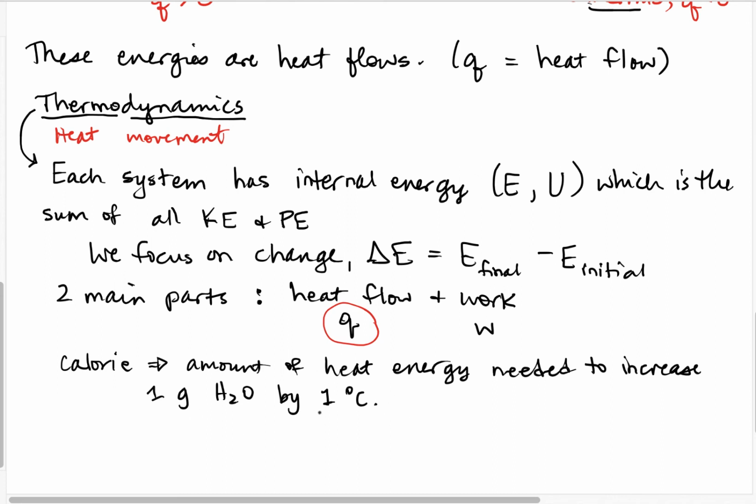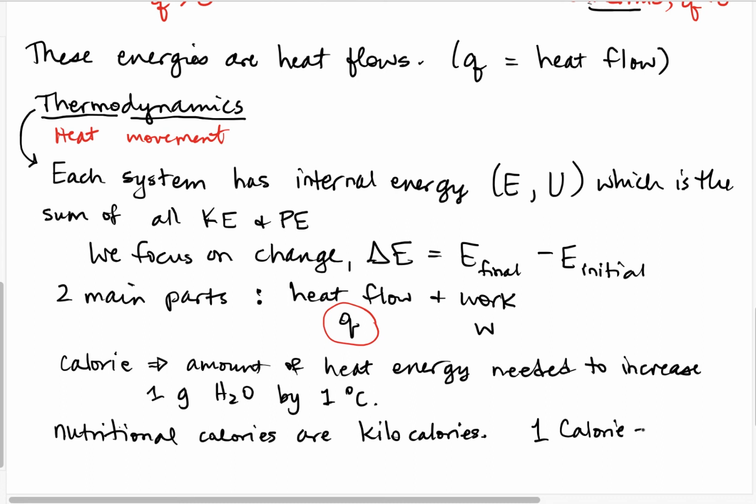And when we are increasing it by 1 degree Celsius, it's actually a very specific degree. It's like from 14.5 to 15.5 degrees Celsius. But anyway, it gives you a general sense. This is not a huge amount of energy. And when we are looking at nutritional calories, so on a food label, these are really kilocalories. So we use a big C for the kilocalorie, which is equal to 1,000 little c calories.